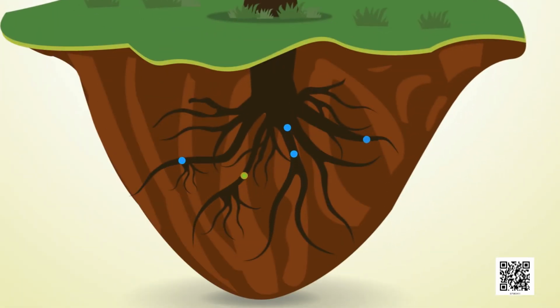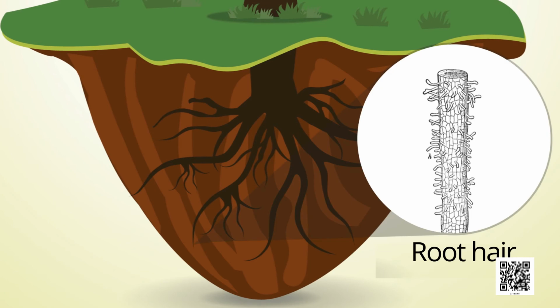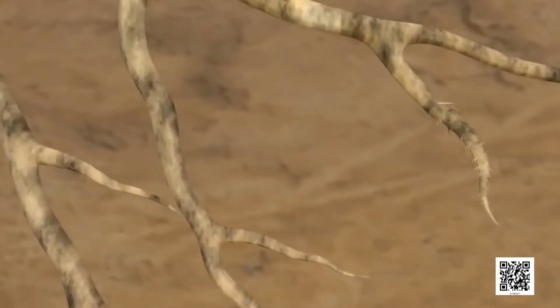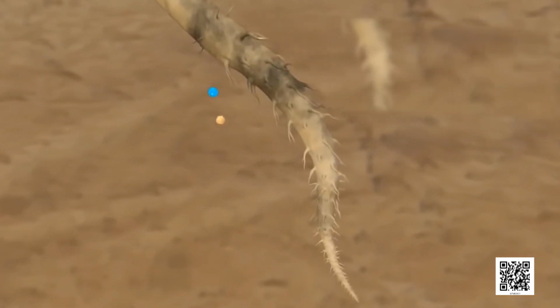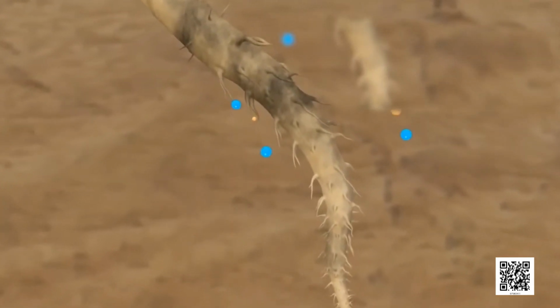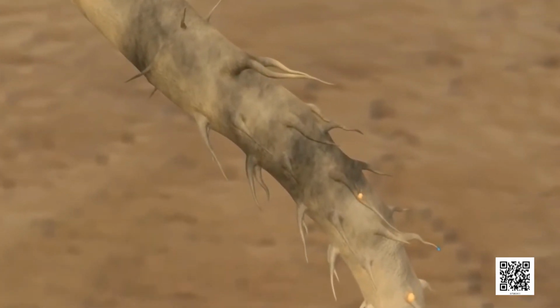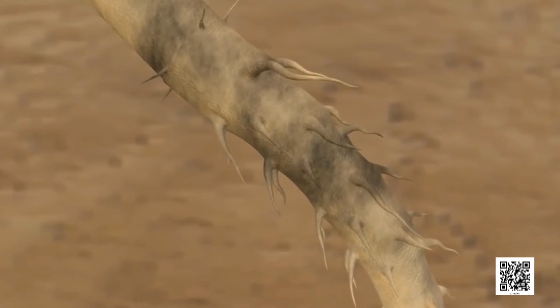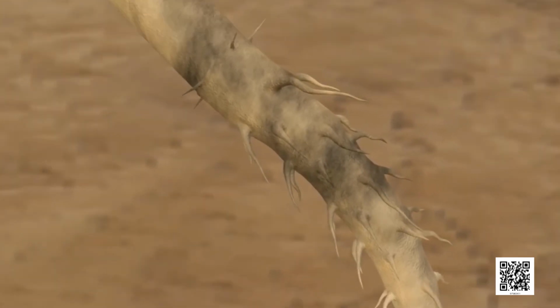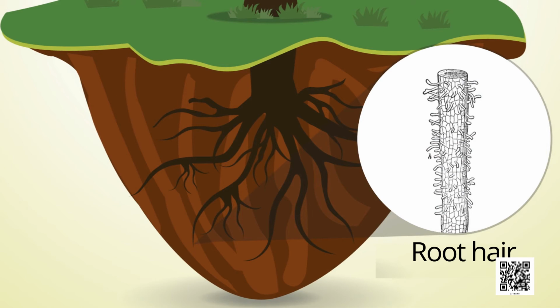Plants absorb water and minerals through the roots. Roots have root hairs. The root hair increases the surface area of the root for the absorption of water and mineral nutrients dissolved in water. The root hair is in contact with the water present between the soil particles.